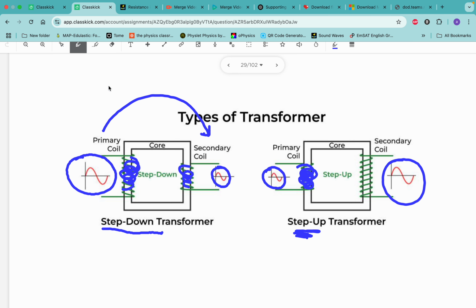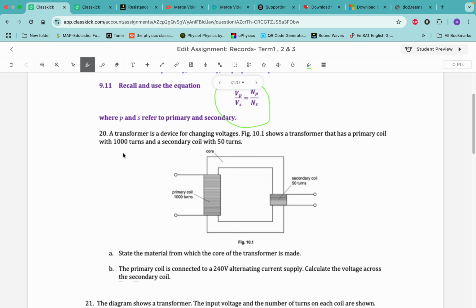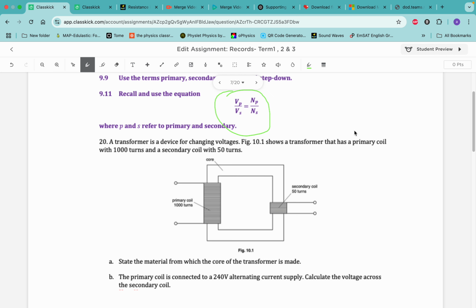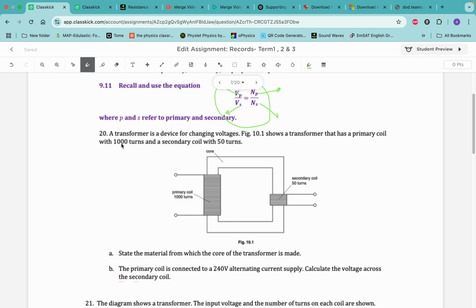Going to question 1 related to this point, and of course the only formula that will be used is Vp over Vs equals Np over Ns. P shows primary, so primary voltage over secondary voltage is equal to primary turns over secondary turns. So we always keep this formula in front of us. Of course, you're going to be provided with a formula sheet, so you don't need to memorize it.